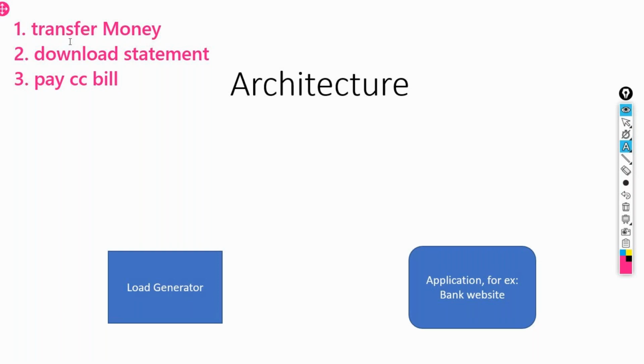So I mean, just taking one banking application sample, the most frequent action that you perform on a banking application, what is that? You either transfer money, you download statement, or you check balance, or you pay credit card bill, something like that, right? So these are the critical scenarios for which you need to do performance testing. If the performance of these scenarios is impacted, then it will directly impact the business.